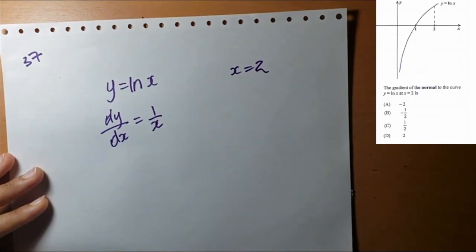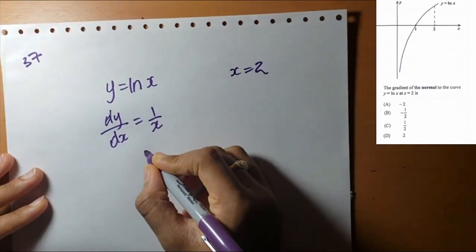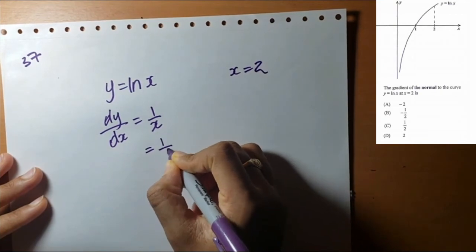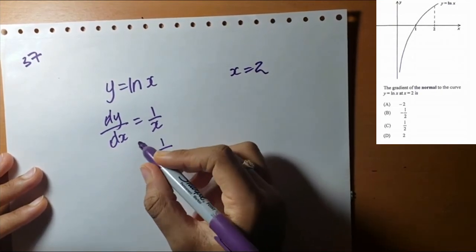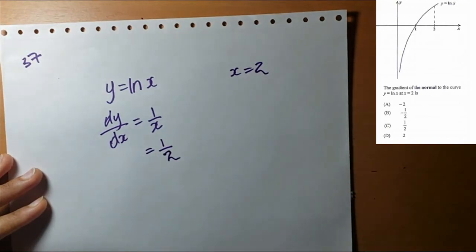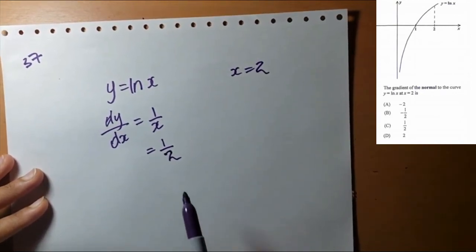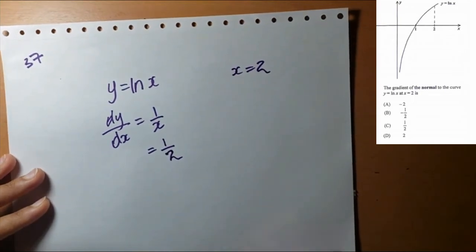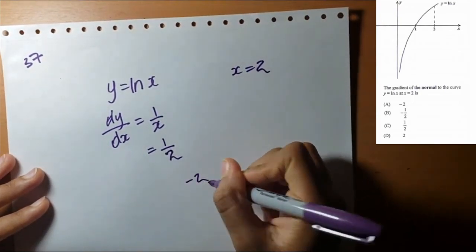Now, at the point x is equal to 2, the gradient of the tangent, that's what we're finding right here, would be 1 over 2, but that's not what they want. They want the gradient of the normal to the curve. So what we need to do is negate this and find the reciprocal. The reciprocal of a half is 2, so therefore it will be negative 2.